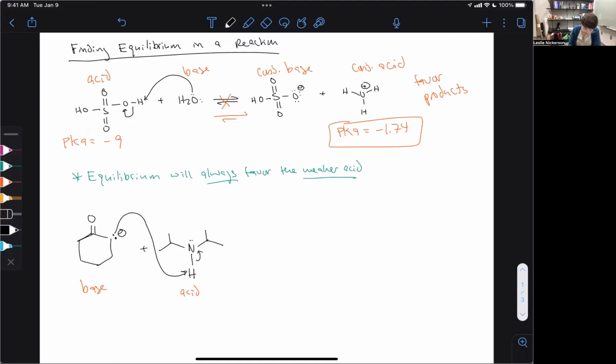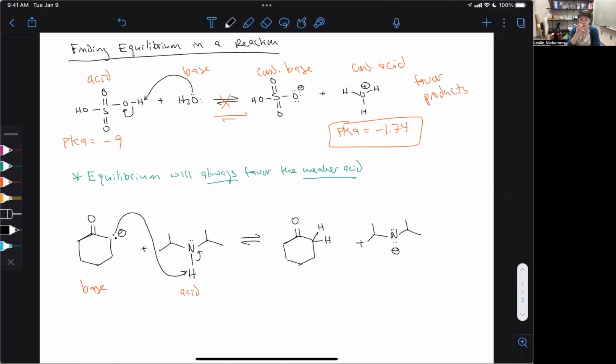This is diisopropyl amine. So now I've got 2 protons on that ketone, and I have deprotonated my amine. Okay, so if we go ahead and look at this, I did that really.